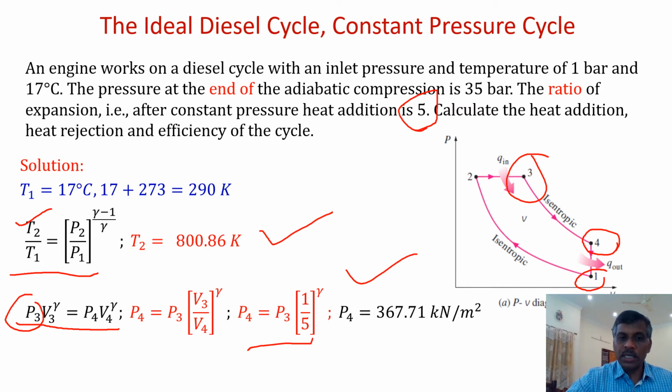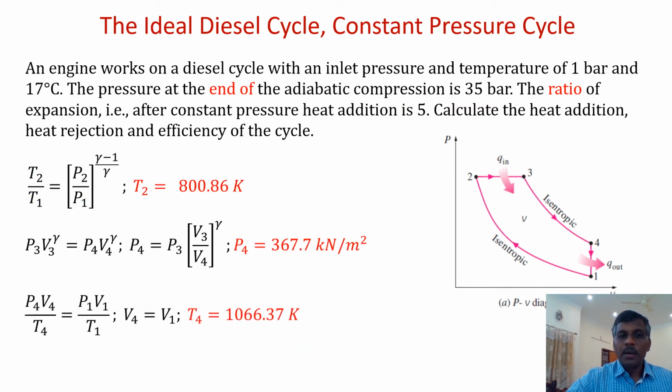Why do we calculate P4? Because now let us come to T4. P4 is known, so let us take the process 4 to 1. For 4 to 1 we apply P4 V4 by T4 equal to P1 V1 by T1. You know that V4 is equal to V1, so you can cancel it. If you cross multiply, T4 is equal to T1 into P4 by P1. All other data are known, so you can calculate it easily. So T4 is known.